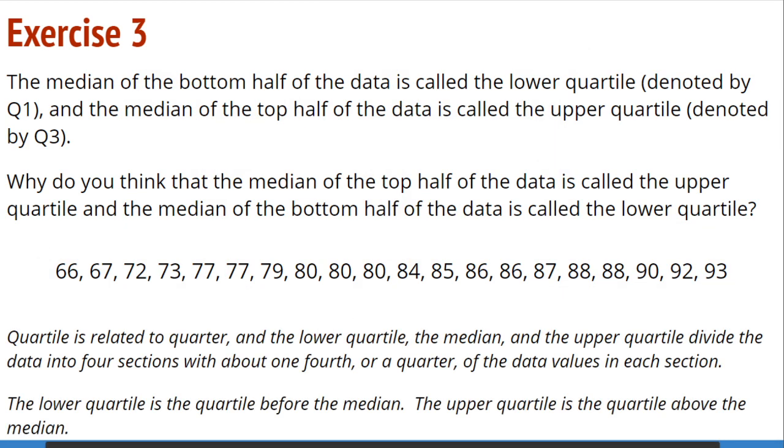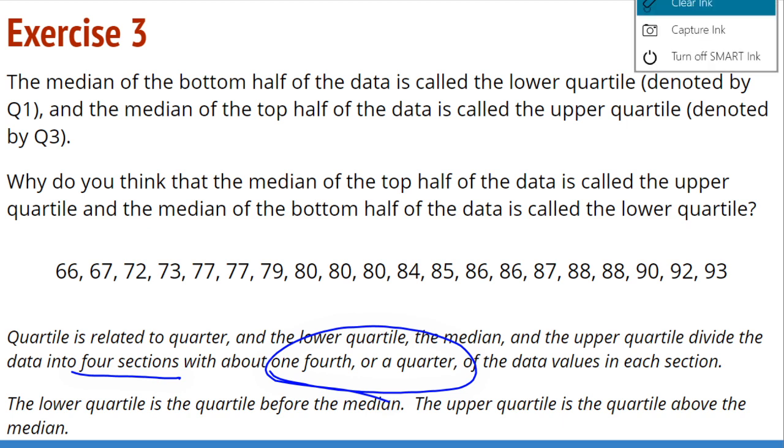Quartile is related to quarter. Lower quartile, median, and upper quartile divide the data into 4 sections with about 1/4 or a quarter of the data values in each section. The lower quartile is the quartile that comes before the median. It's below the median. The upper quartile is the quartile above the median. It comes after.